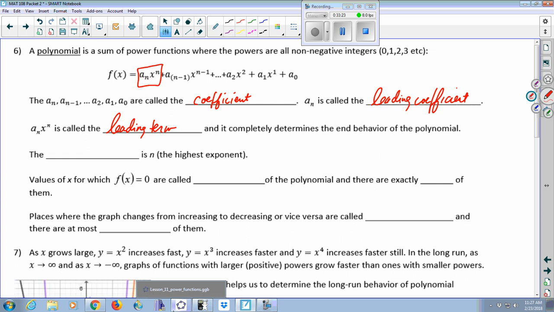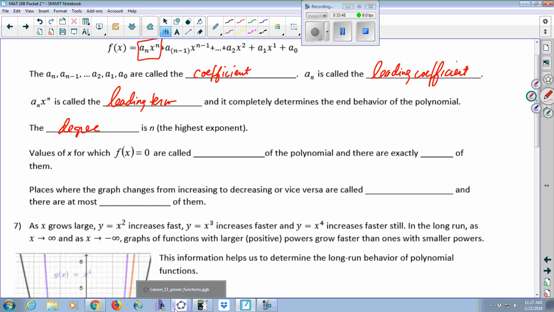And your leading term here is going to dominate when we look at end behavior. It doesn't really matter what happens after that leading term when x goes towards positive or negative infinity. The blank is n, the highest exponent. What can I fill in there? What word? Degree. The degree of your polynomial is your highest exponent, or the value of n.